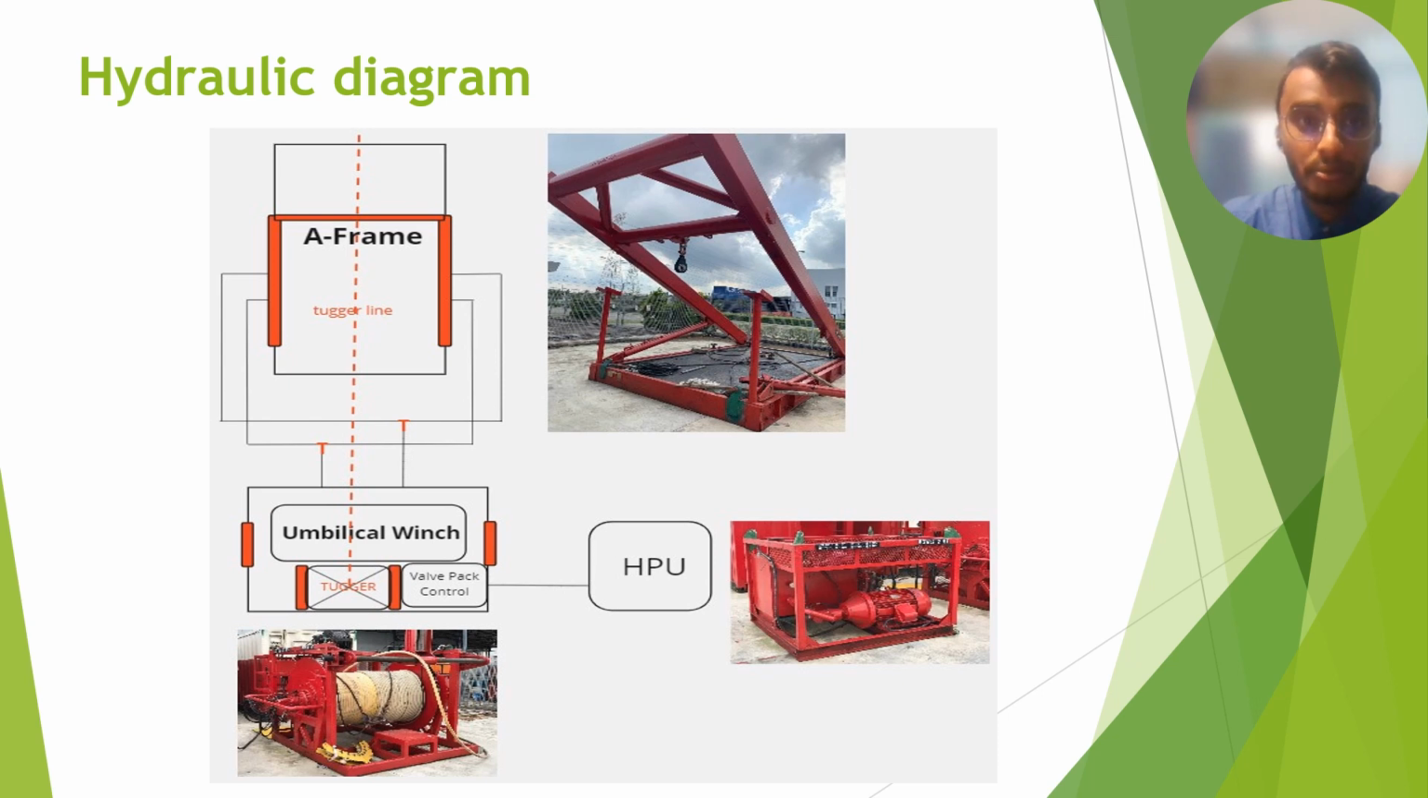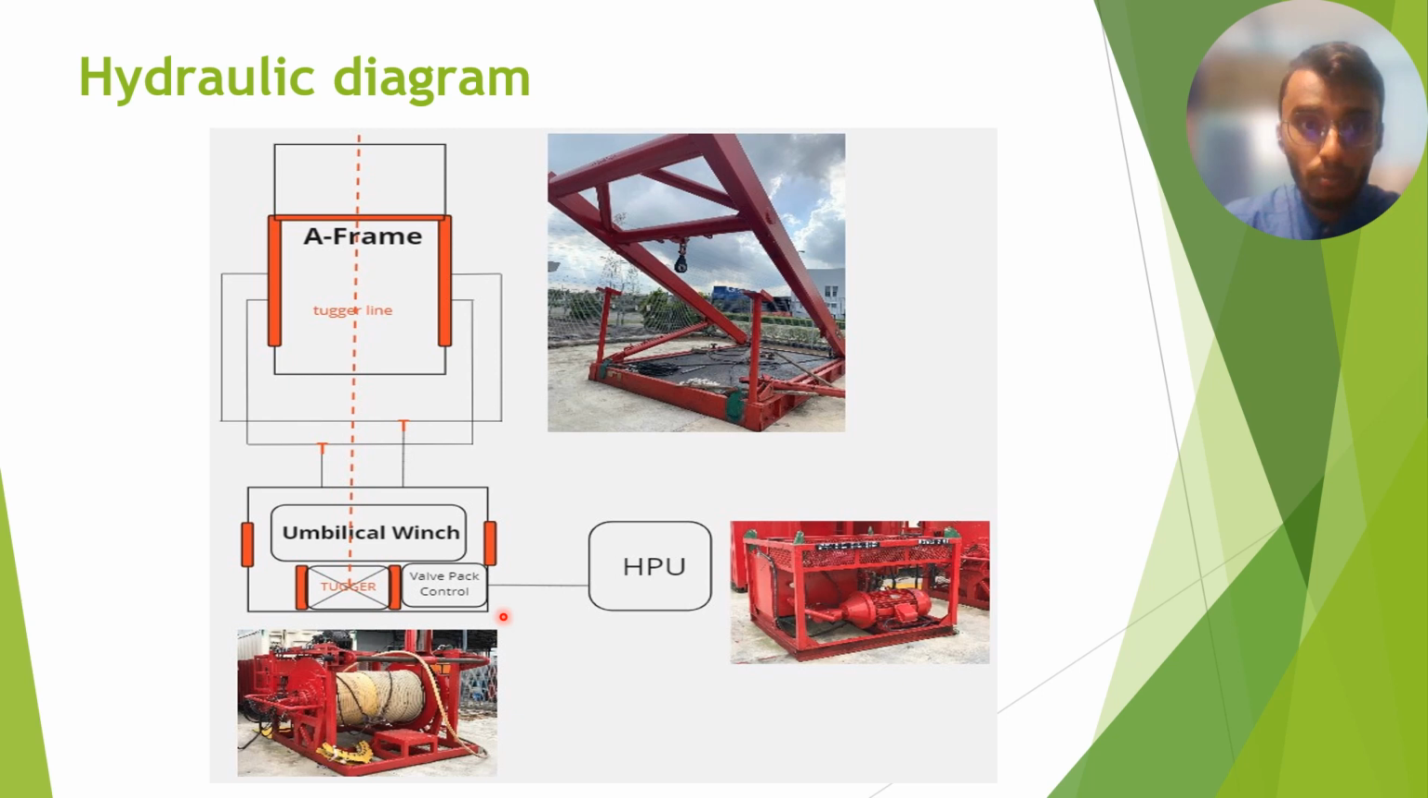This is the hydraulic diagram for the launch and recovery system. The function of the hydraulic van is to pay in and pay out the A-frame from onboard and inboard. The 100 line is from the HQ hydraulic power unit, then directly to the valve pack control. And they have two lines of hydraulic winch. The first one goes to the front of the hydraulic piston, and the second one goes next to the hydraulic piston on both sides.